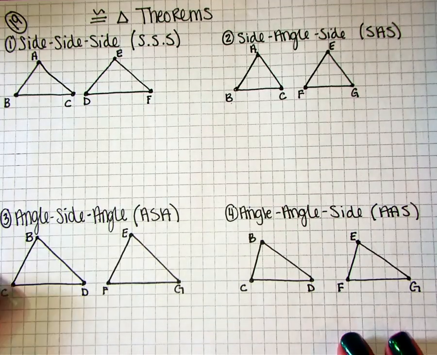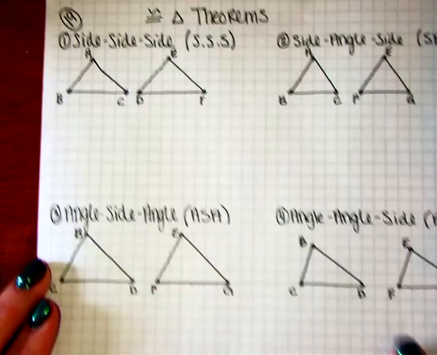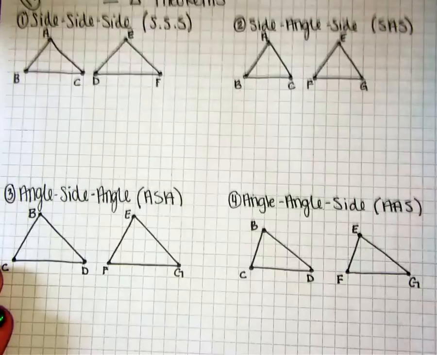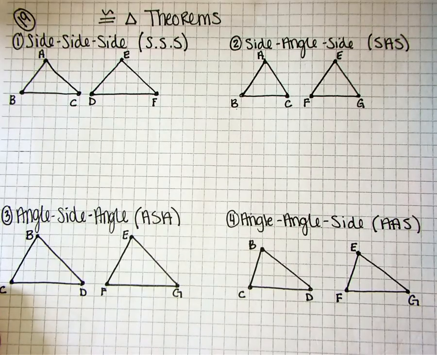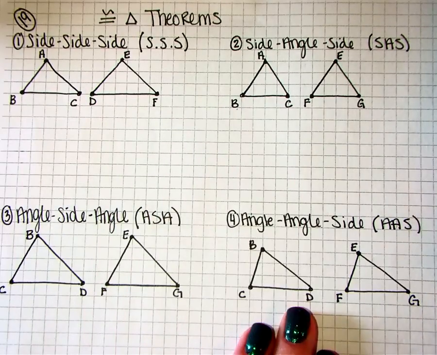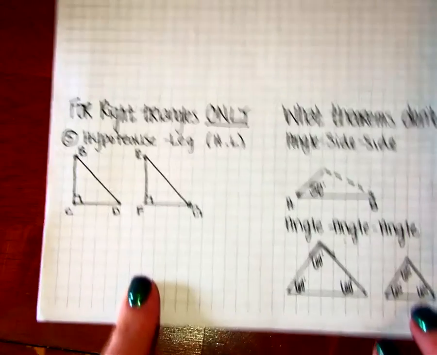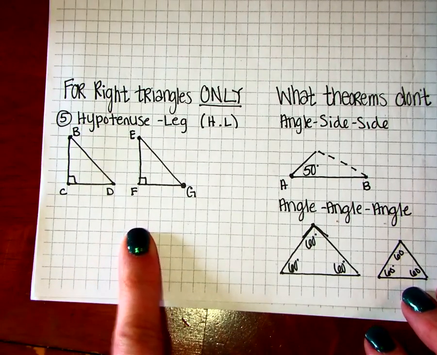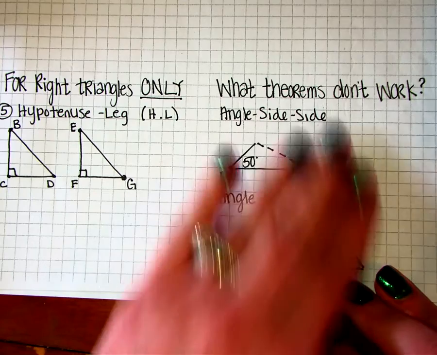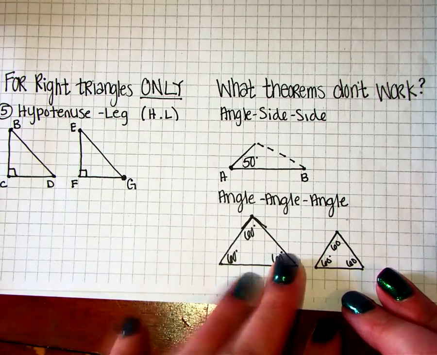All right, let's start with the first theorem. Looking at page 19, which all of you should have in front of you, there are 4 triangle theorems that work on any triangle. There is one that only works on right triangles, hypotenuse, leg. And then there's 2 that don't work, angle, side, side, and angle, angle, angle. So let's go ahead and start with the ones that do work.